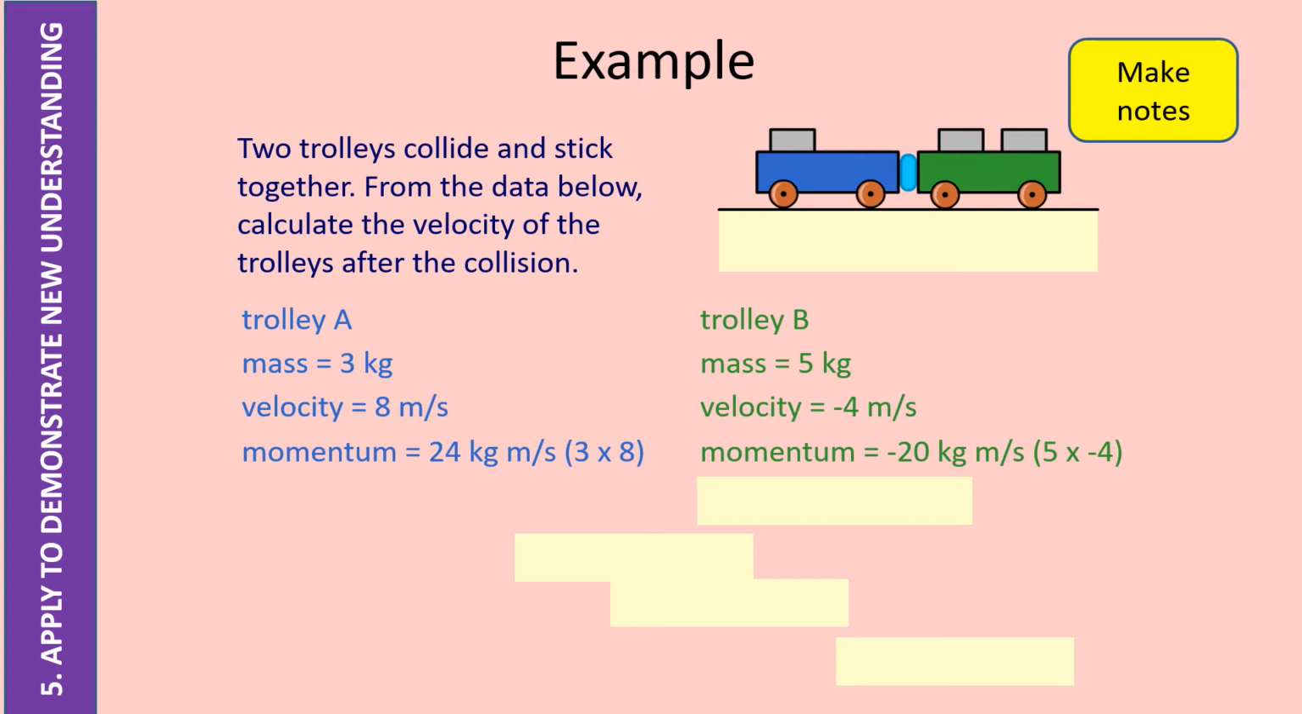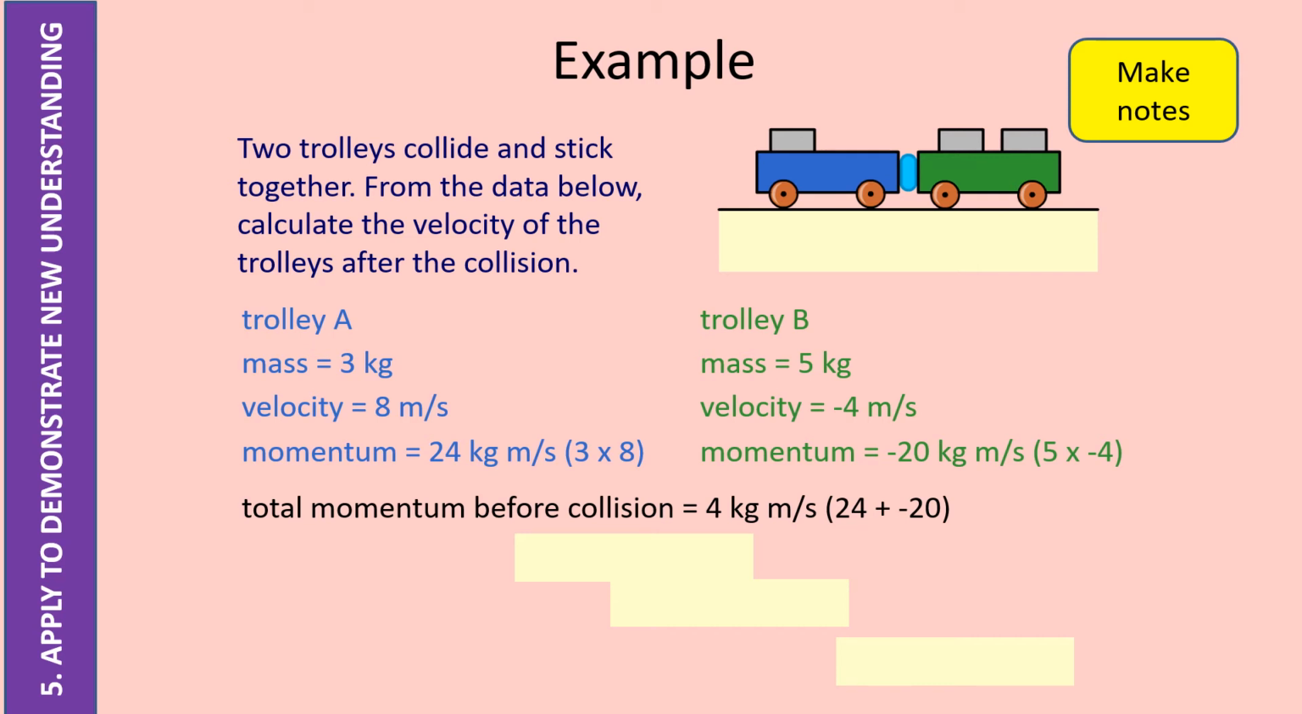After the collision, these two trolleys have stuck together. So now the new mass of this object is 5 kilograms plus 3 kilograms, which is 8 kilograms. The conservation of momentum tells us that the total amount of momentum after the collision is the same as before. So if we add together the total momentum before the collision, we get 24 plus minus 20, which is 4 kilogram meters per second. After the collision, that momentum has to be conserved.